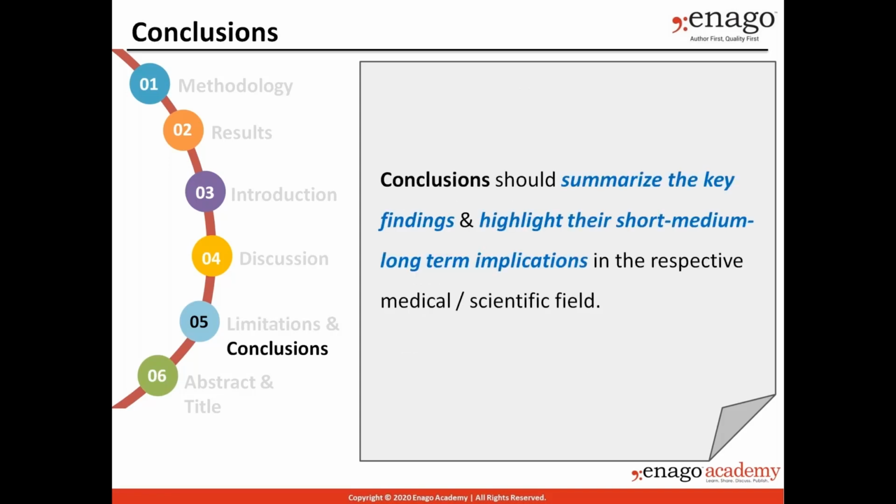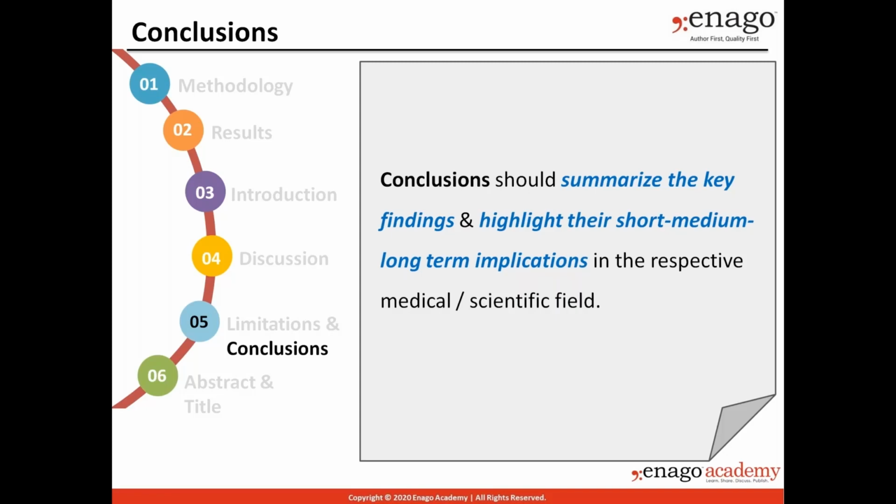And then we have the conclusions, which is a small but very important section of the manuscript where you summarize the key findings and highlight the short, medium, and long-term implications of your work in the respective medical and scientific field. One often tends to include sentences about the potential of this work in the long run, or other research steps that need to be taken in the future in order to validate, confirm, or have a more complete picture of what is going on in that specific area.